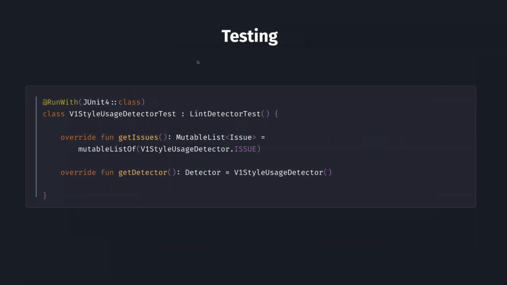So the first thing that you need to override is the get issues method. It returns a list of issues, and here you can mention the issues just like we did in the registry. And the second is a get detector method, and here you have to pass in an instance of the detector you created. In this case, the v1 style usage detector.